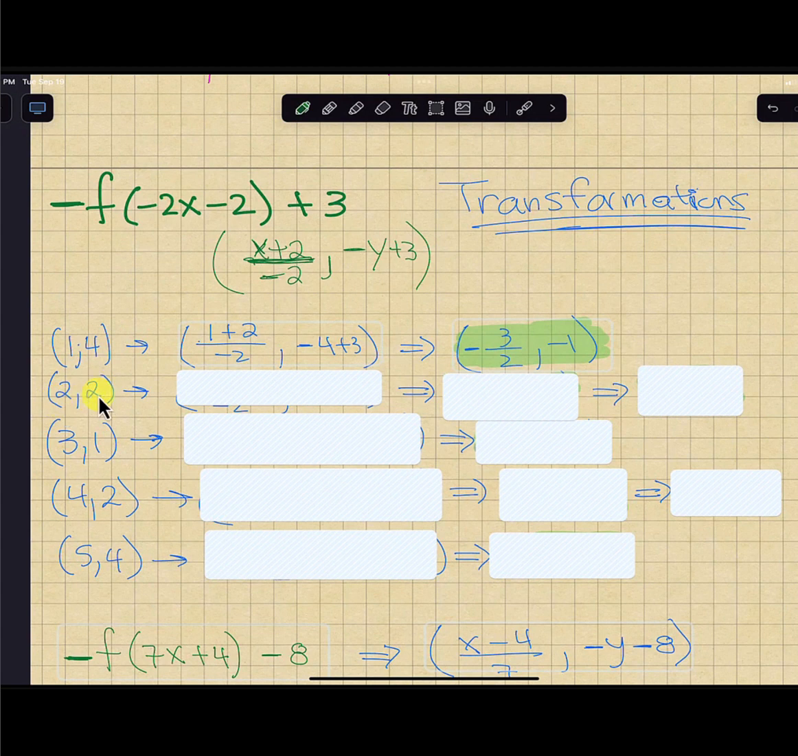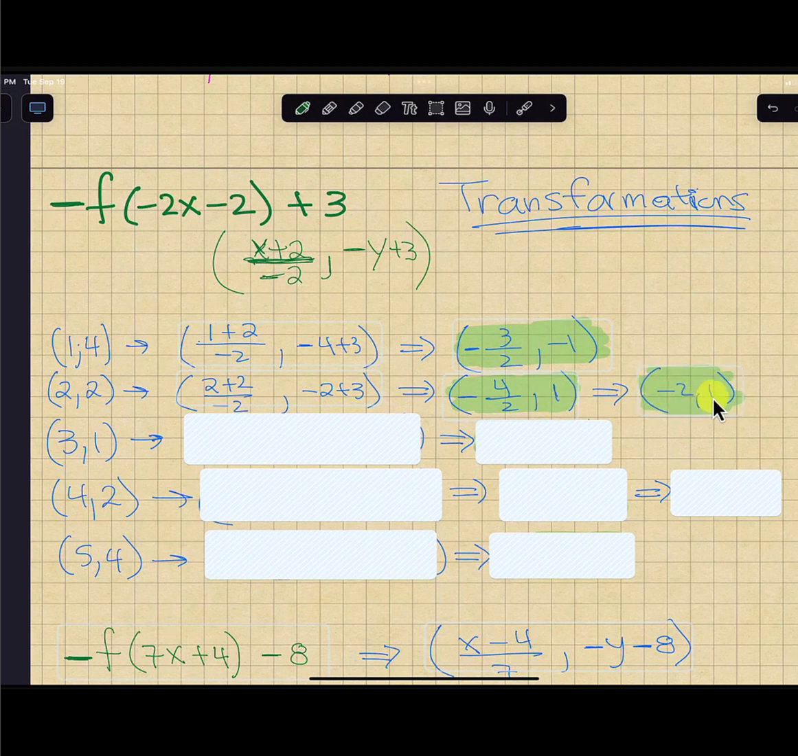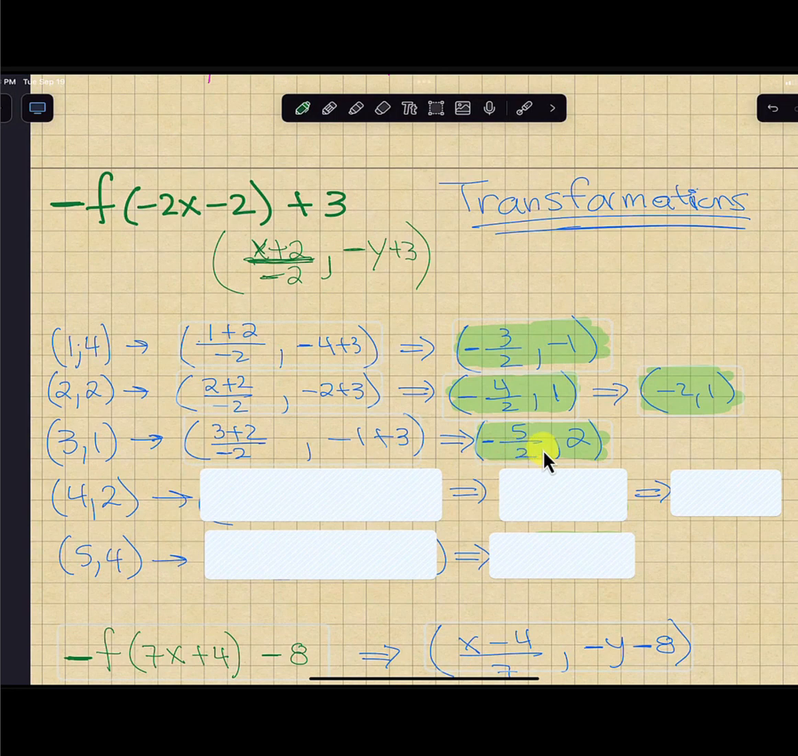2 comma 2, you're replacing x with 2, and you're also replacing y with 2. So 2 plus 2 over negative 2, and then negative 2 plus 3. That simplifies to negative 4 over 2, comma 1, which then simplifies to negative 2, comma 1. We have 3 comma 1, replace x with 3 and replace y with 1. And this looks like 3 plus 2 over negative 2, and negative 1 plus 3. Simplifying that, we get negative 5 over 2, comma 2.